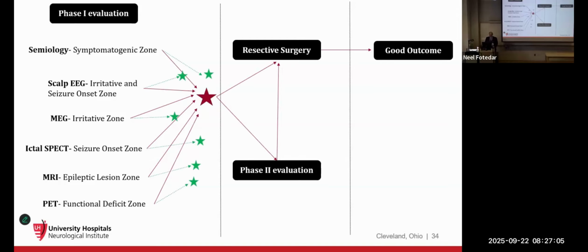The problem is when all of them point to slightly different areas. So you have what is discordance amongst the various pieces of data that you have. Now, in these cases, often phase 2 is very invaluable because it may solve the problem for you.